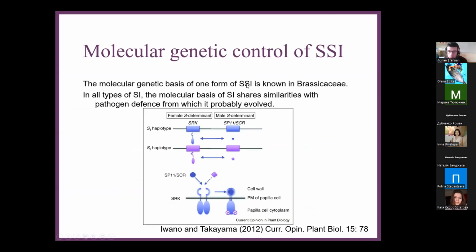The only sporophytic system that's known at a molecular level is the Brassicaceae system that we've seen examples of already. It's the female gene that is the receptor, the male one is the signaling molecule, and so these receptors are on the surface of the stigma, and if the pollen signaling molecules specifically activate the receptors, that triggers phosphorylation and a rejection pathway.